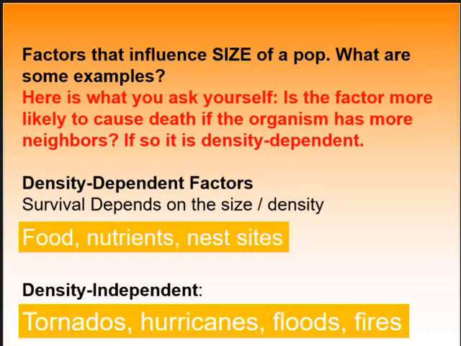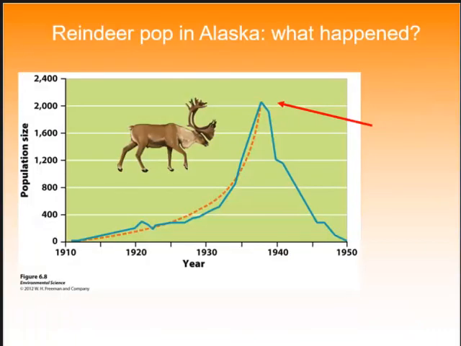So if you still don't know, you can write this down. That might help you remember it better, but I'm going to keep going. Just ask yourself this: is the factor more likely to cause death if the organism has more neighbors? That means it's density dependent.